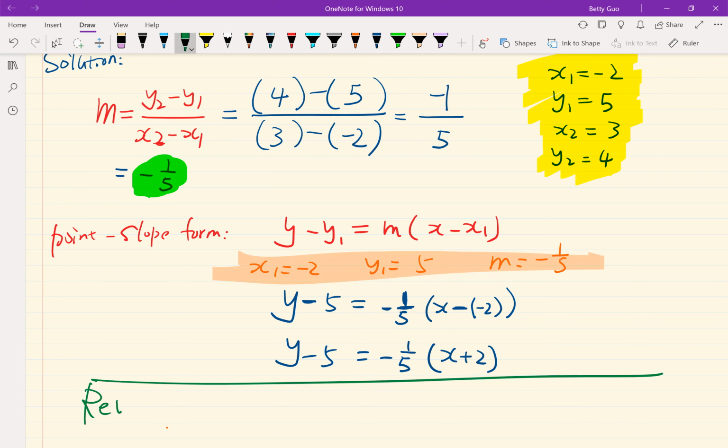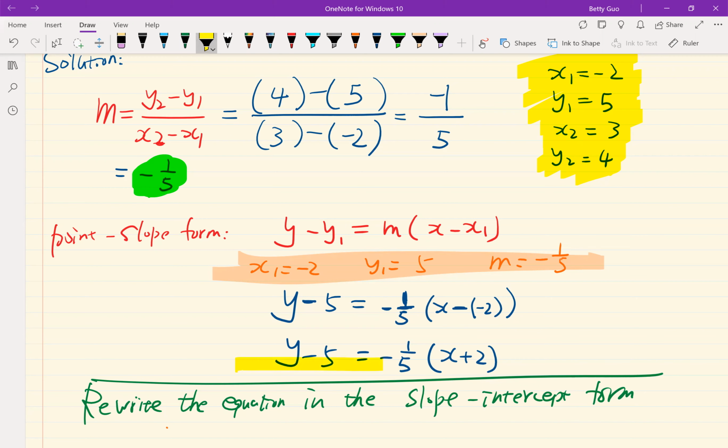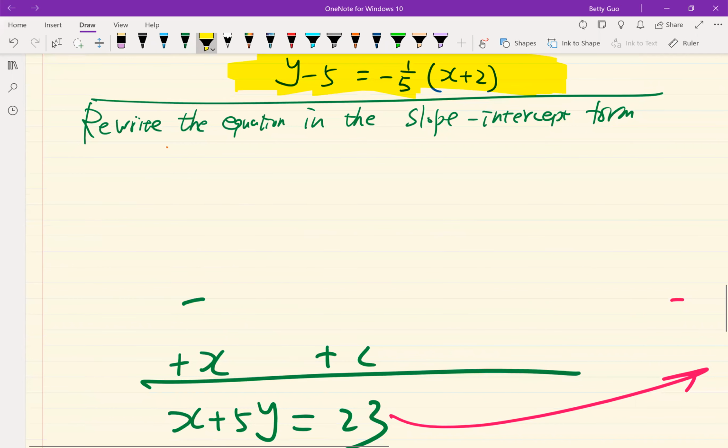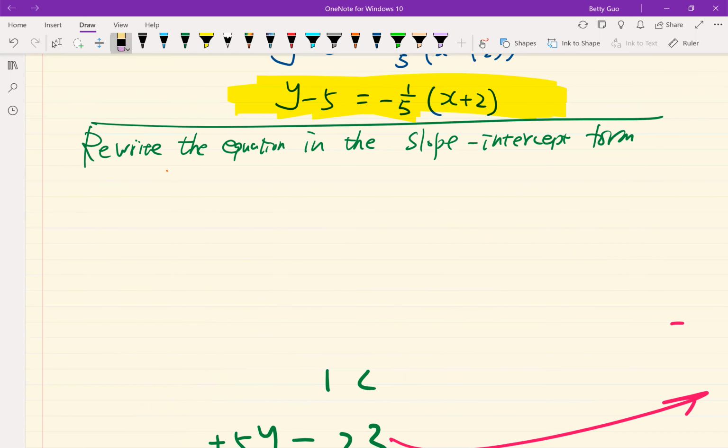Please rewrite the equation we got in the slope intercept form. Yeah, same with earlier. You did the same thing twice already. This is the third time. I noticed the second time you did a lot better than the first time. So this is the third time. We got the equation of the line we are looking for.